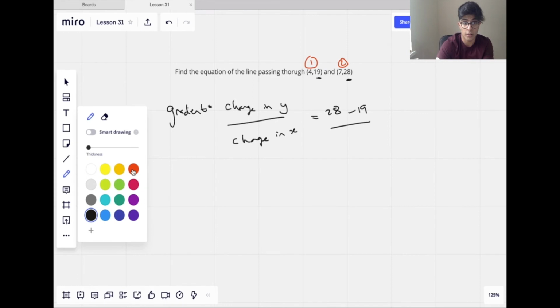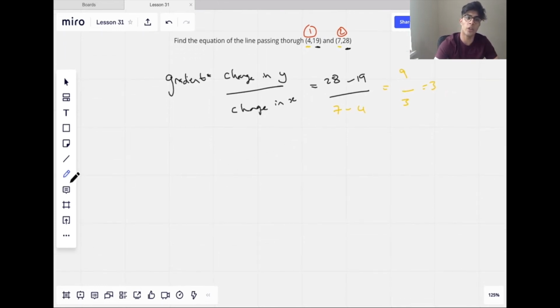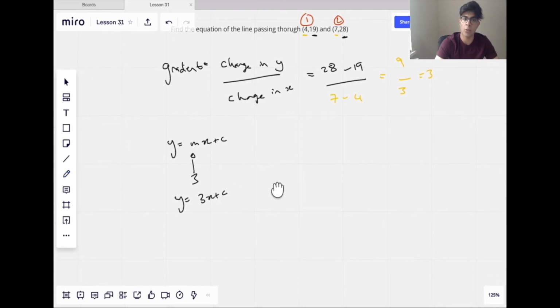And then we look at the first number, 7, in the second bracket, and then the first number in the first bracket, which comes out to 28 minus 19 is 9, 7 minus 4 is 3, which is 3. And now, remember, we know the equation of a line comes out in the form y equals mx plus c, and we know the gradient is 3, so we know m is now 3. So now we know y equals 3x plus c. And now we can find the y-intercept.